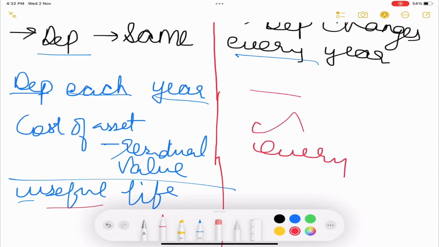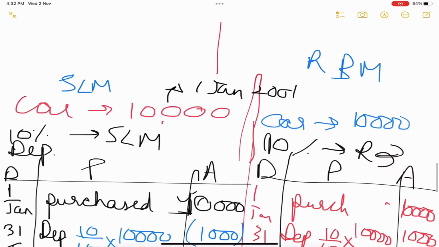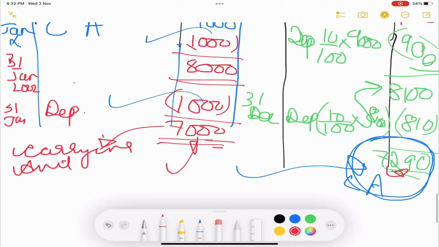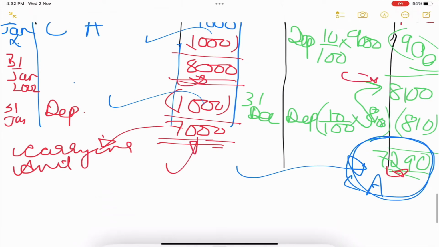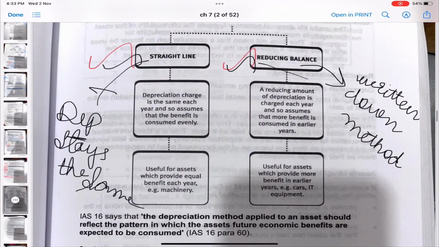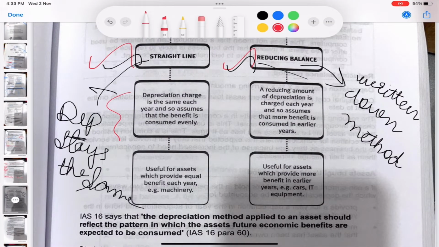Now we have already done the reducing balance method, that on carrying amount you have to calculate the depreciation every year. We know what carrying amount is now. So yeah, this is the theoretical part in the question. So we know that straight line method is used when assets provide equal benefits each year, like machinery, because machinery gives you the same benefit every year. So for assets like that, we use the straight line method.